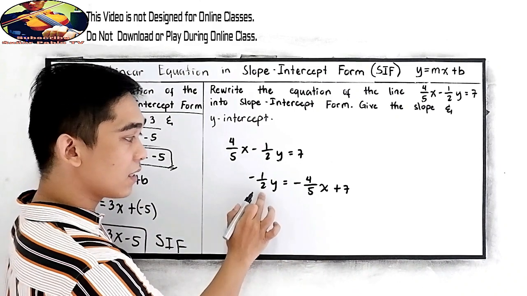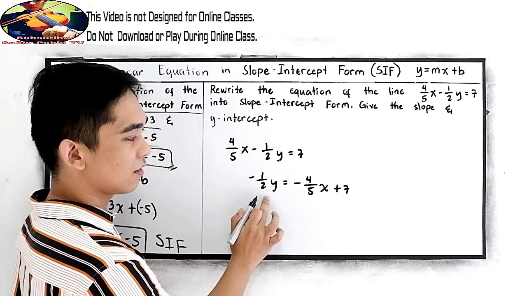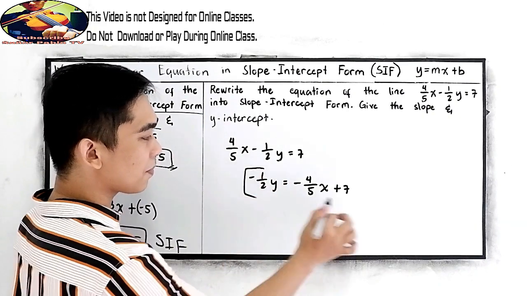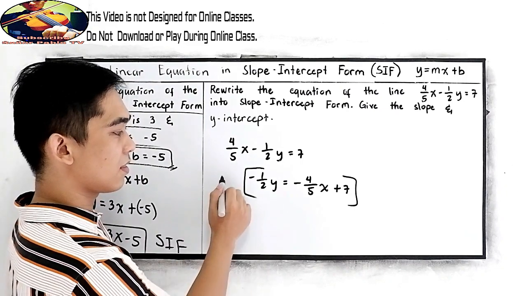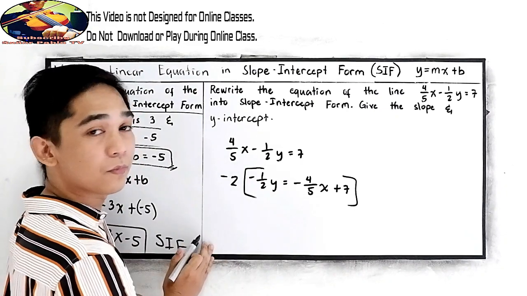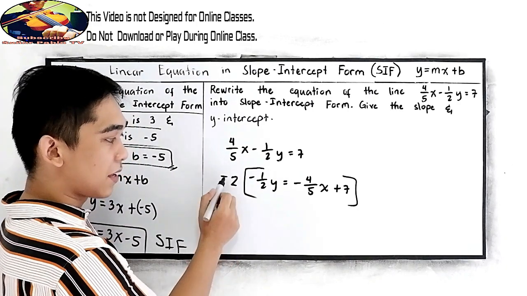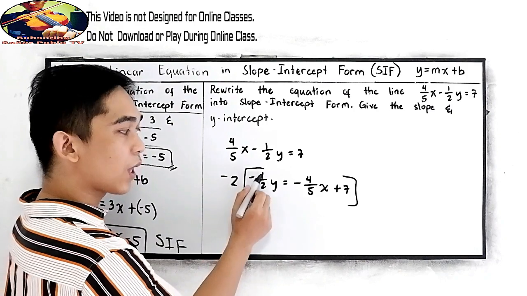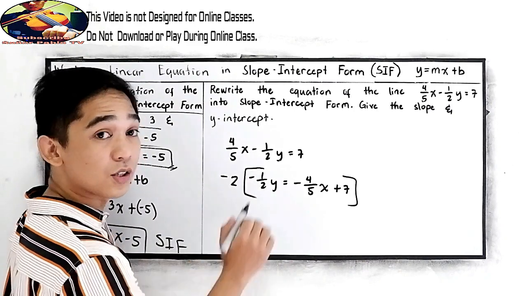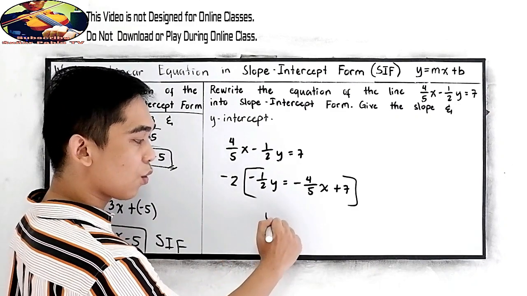Now, we only need y on the left side. So we need to multiply our equation by -2, or the reciprocal of our -1/2. Negative times negative, that will become positive. 2 times 1/2, that is 1. So the remaining here is 1y, or simply y.